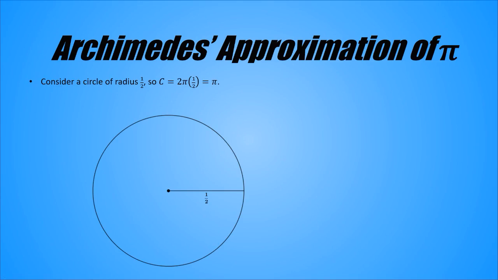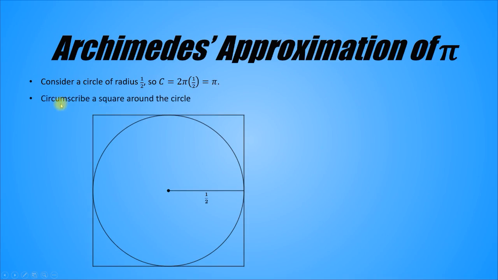Consider a circle of radius 1/2. So remember, the circumference of a circle is 2 pi r. So if the radius is 1/2, then the circumference is 2 pi times 1/2, which is pi. And what we're going to do is circumscribe a square around the circle, like this. You already saw me do this in the last video, but with a circle of radius 1.